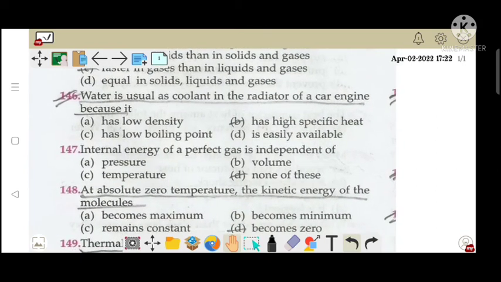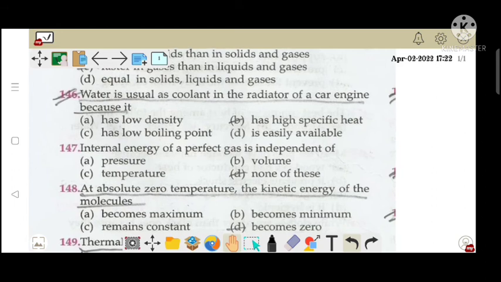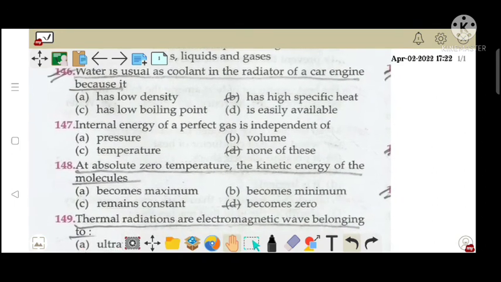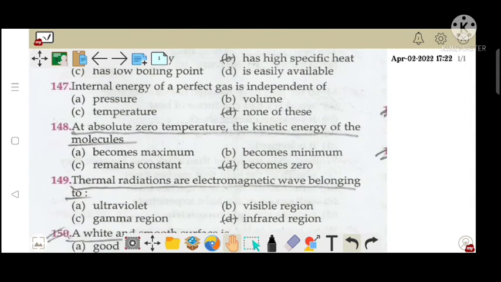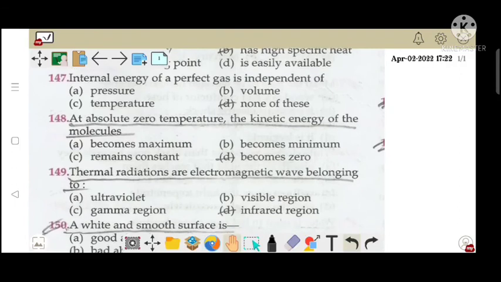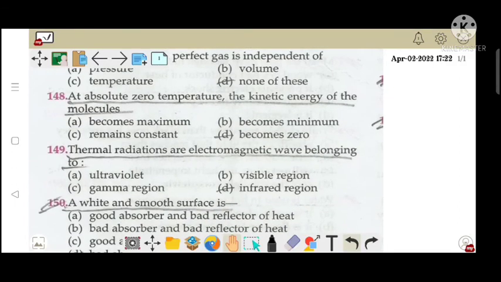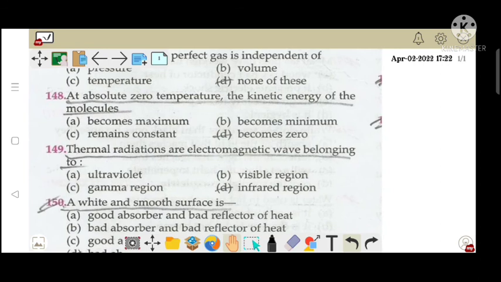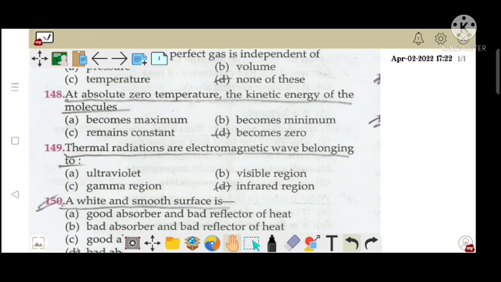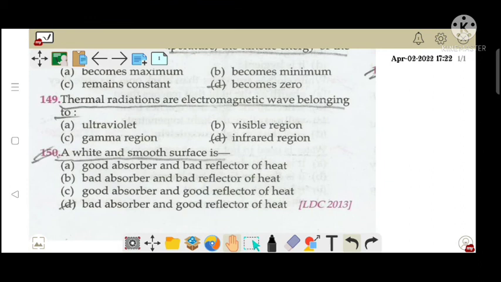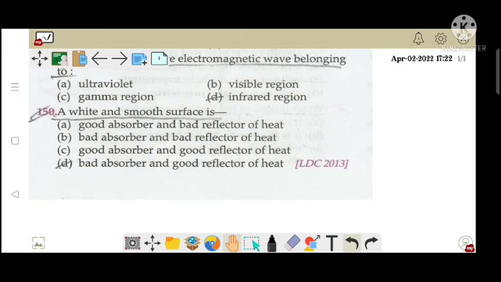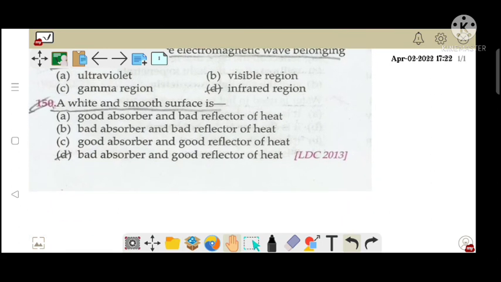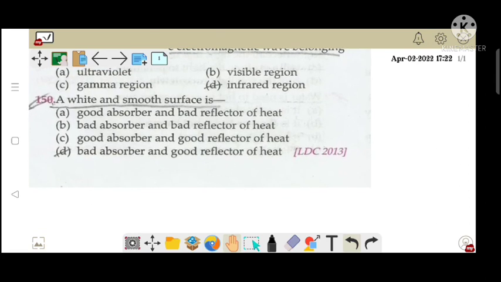Water is usually used as a coolant in the radiator of a car engine because it has a high specific heat. Internal energy of a perfect gas is independent of none of these, that is, none of the above. At absolute zero temperature, the kinetic energy of molecules becomes zero. Thermal radiation is an electromagnetic wave belonging to the infrared region. A black body absorbs heat from the water and refracts heat.